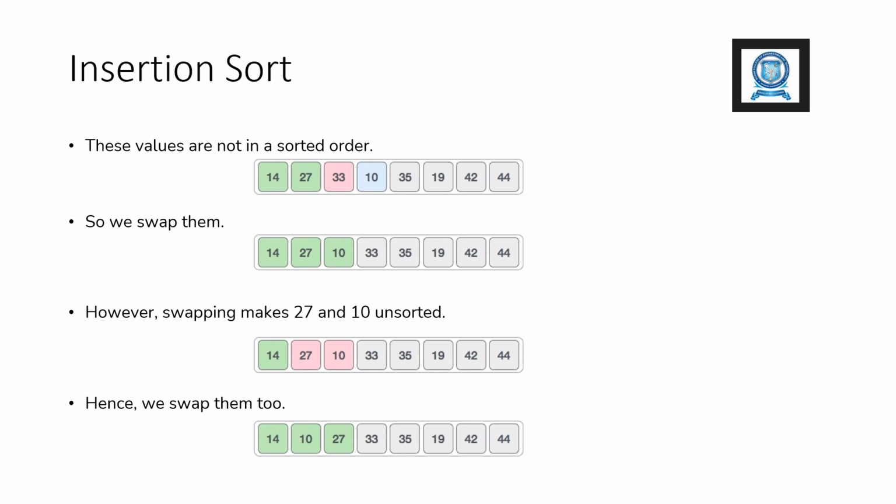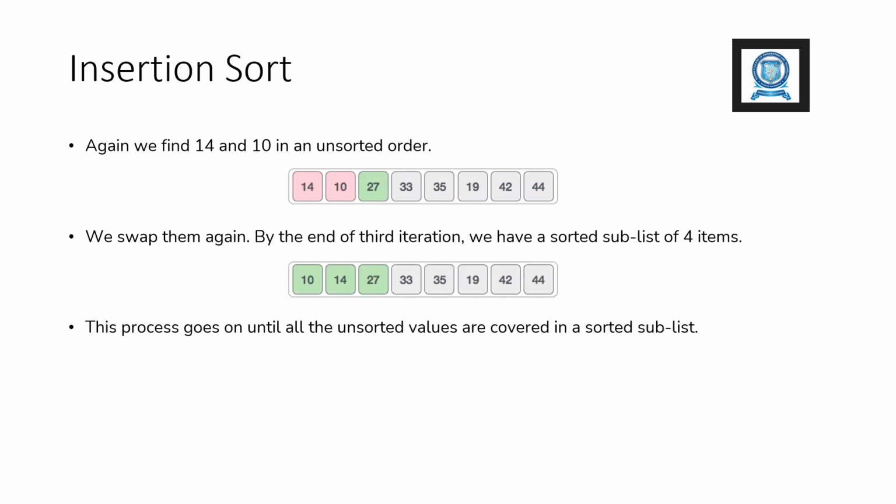These values are not in a sorted order, so we swap them. However, swapping makes 27 and 10 unsorted. Hence, we swap them too. Again, we find 14 and 10 in an unsorted order. We swap them again. By the end of third iteration, we have a sorted sublist of 4 items. This process goes on until all the unsorted values are covered in a sorted sublist.